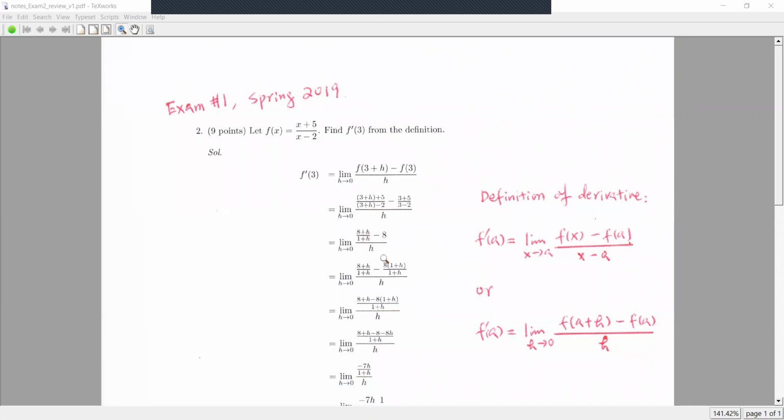I use a common denominator to simplify the numerator. I write the second term 8 as 8 times 1 plus h over 1 plus h. Then on the top, the two terms have the same denominator. Therefore, I can combine the two terms to get this equation. Now, distribute the negative sign, negative 8, to 1 and to h. Then I have this equation.